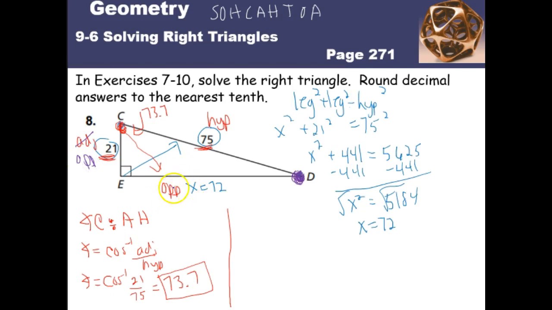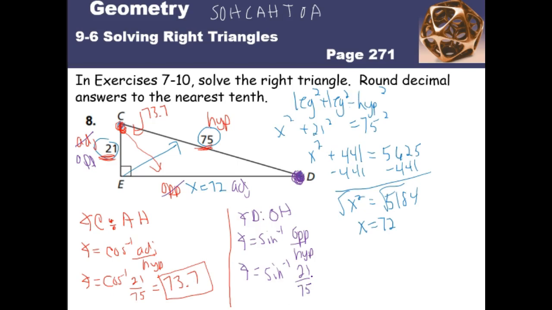And 72, or this x, is the adjacent. Now I still have to use the 21 and the 75. So in this case, for finding angle D, I have to use 21, which is the opposite, and 75, which is the hypotenuse. So that tells me I'm going to use O and H, which is sine. And again, it's an angle, so I'm going to say the angle equals the inverse sine of the opposite over the hypotenuse. So my angle equals the inverse sine of 21 over 75.